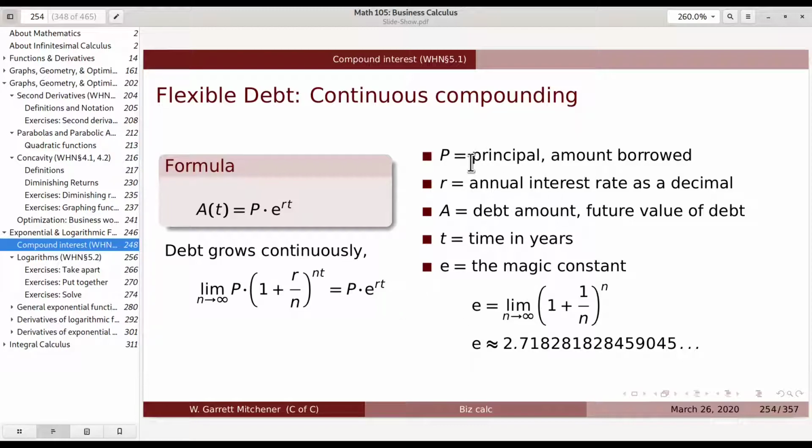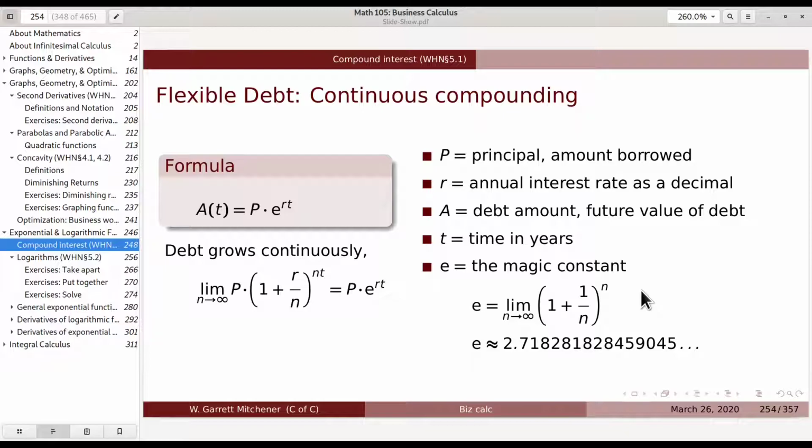P is still the principal, the amount borrowed. R is still the annual interest rate expressed as a decimal. A is still the amount at a future time, the future value of the debt. T is still time in years, but this symbol e is a magic constant. It's a number that shows up all over the place in mathematics. It's just as important as pi, for example, and it's in fact very closely related to pi in a number of amazing ways that, again, I don't have time to get into.